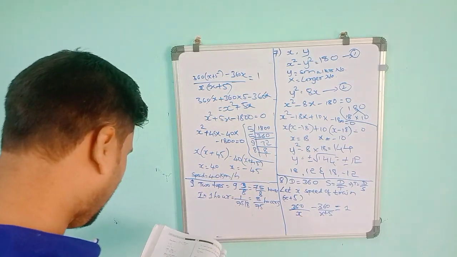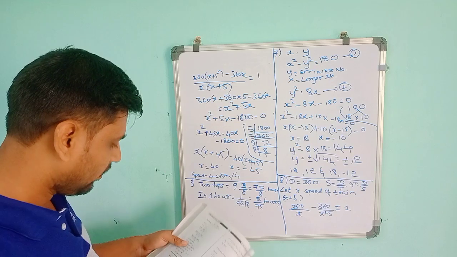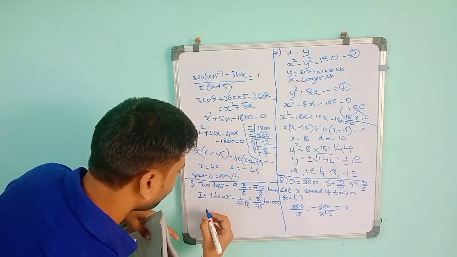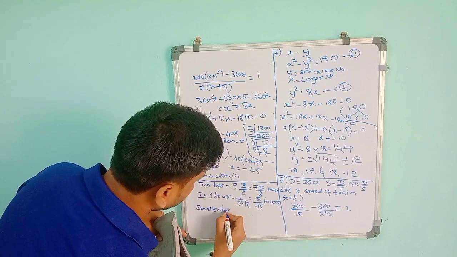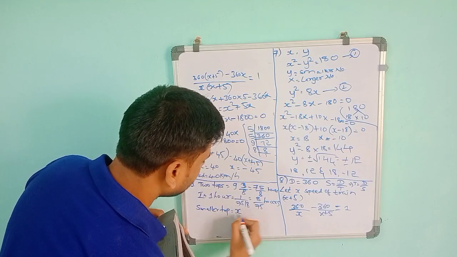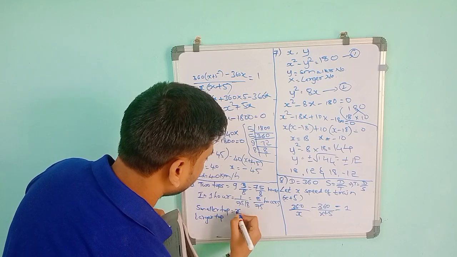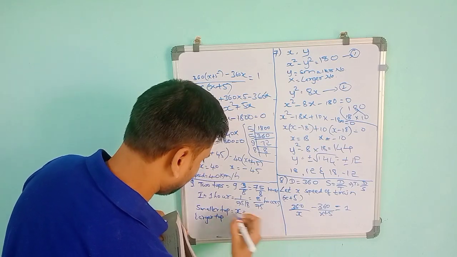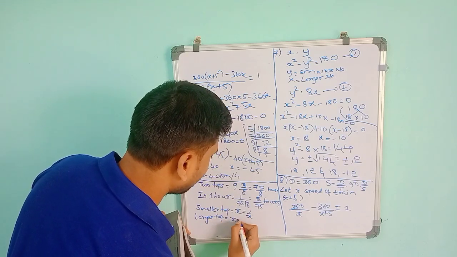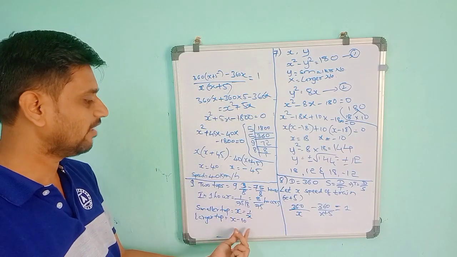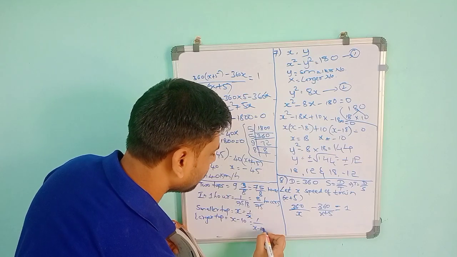Then they gave that the larger diameter tap's timing is 10 hours less than the smaller tap. So if you take the smaller diameter tap as x hours, then the larger tap takes x minus 10 hours. In 1 hour, the smaller tap fills 1 by x, and the larger tap fills 1 by x minus 10.